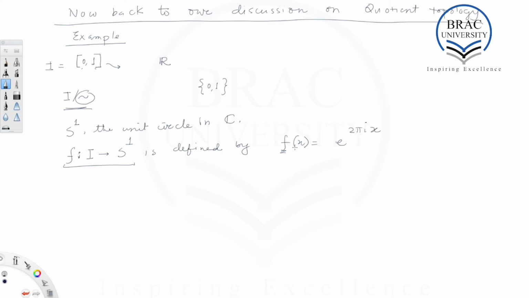So we have fulfilled all the criteria required for proposition 1. f is a continuous function from I to S1. f is constant on each equivalence class here. Therefore, the induced function f bar from I quotiented out by twiddle to S1 is also continuous.